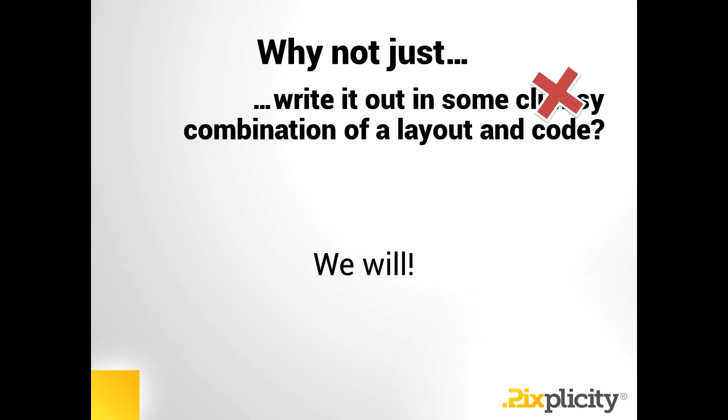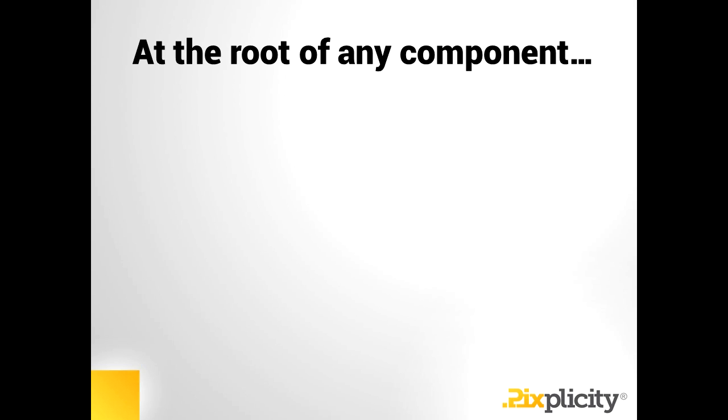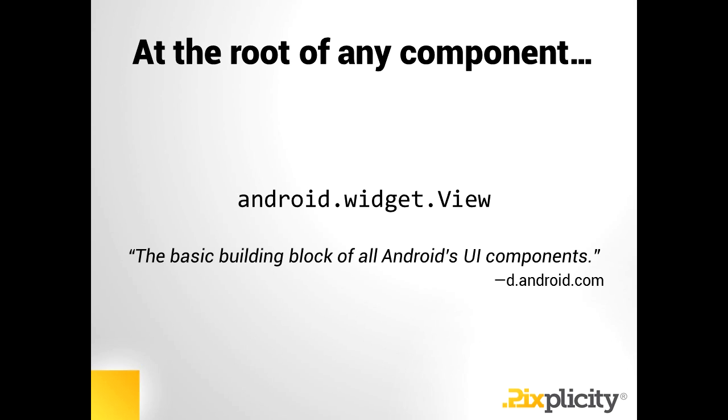If you want to change the font, then instead of changing that in your layout, you now have to dive into the code of your activity and change it there. And yes, you could probably do it with a style, but we're really going into a slippery slope then. So, back to our example of this font text view. How are we going to make this? Well, there's one thing you should know about a custom component, and that is that at the root of any component is the view. In fact, the documentation describes it as the basic building block of all of Android's UI components.